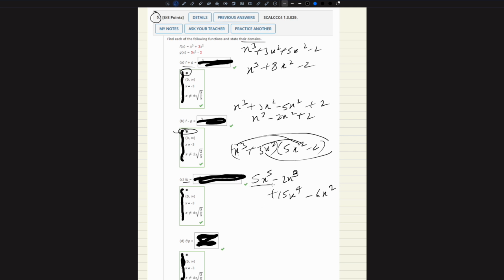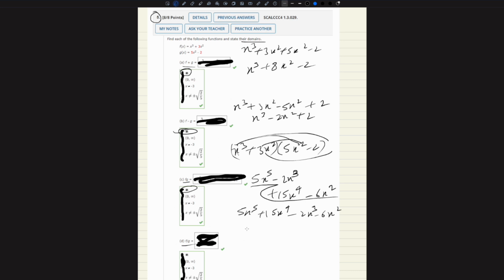Okay, so this is our answer, all in one line, and make sure you write it in the order of the power. So it will be 5x to the power 5 plus 15x to the power 4 minus 2x cube minus 6x square. It doesn't matter, but just for the sake of presentation or writing it in the recommended way. Now again this is a polynomial function, so that means the domain will be all the real numbers.